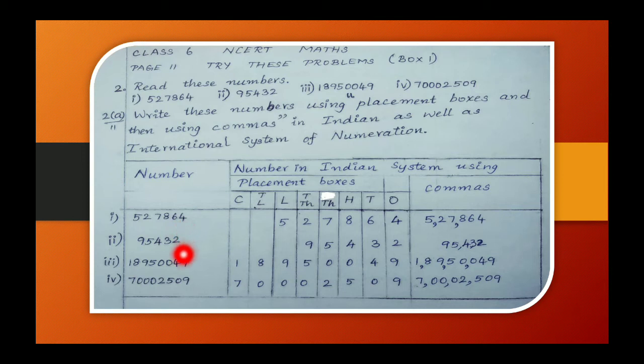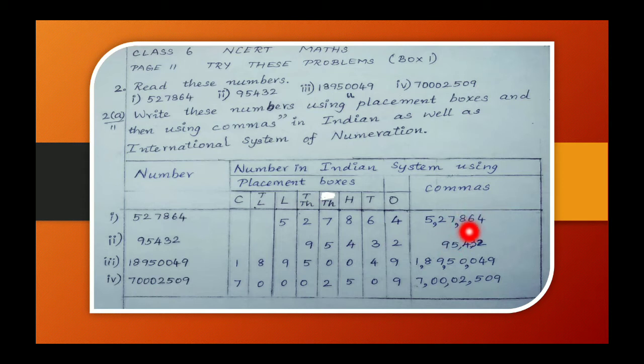5,27,864. Next, 95,432. Next one is 1 crore 89 lakh 50,049. Next one 7 crore 2,509. Now allot the numbers from the right in the placement boxes. Okay, see we have put the columns with the units of Indian number system. Allot the digits from the right.